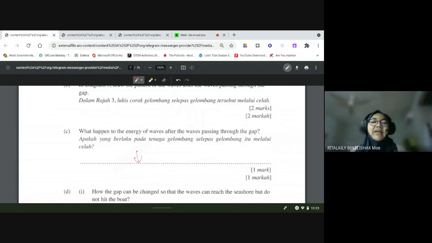Tapi jangan tulis macam ni. Okay, jangan guna arrow. Arrow salah, tak dapat markah. If change, cannot. Okay, change is too general. Sebab kalau tulis change saja, dia ada dua. Ada increase or decrease. Okay, so mana satu? Dia kena more specific. Okay.